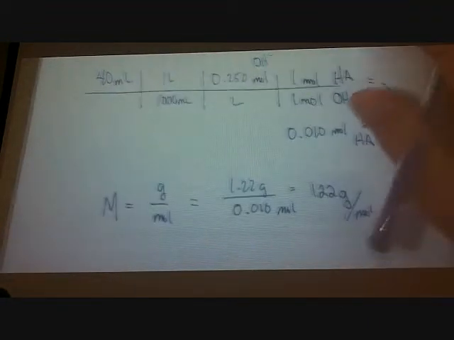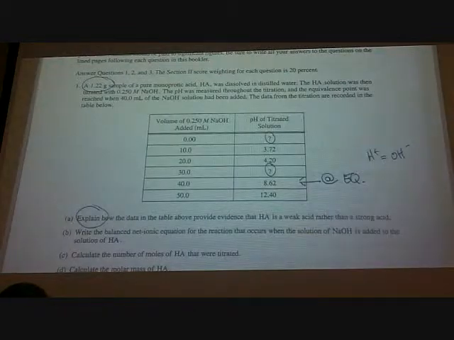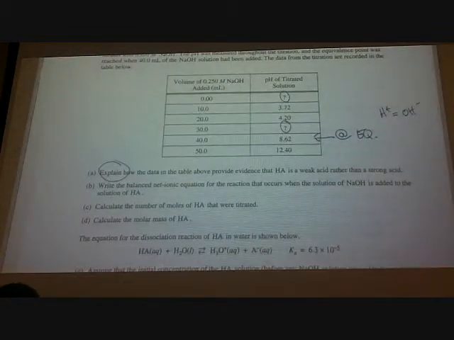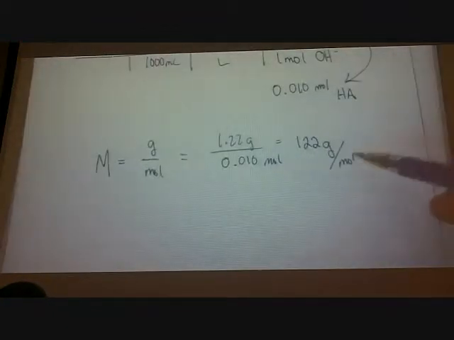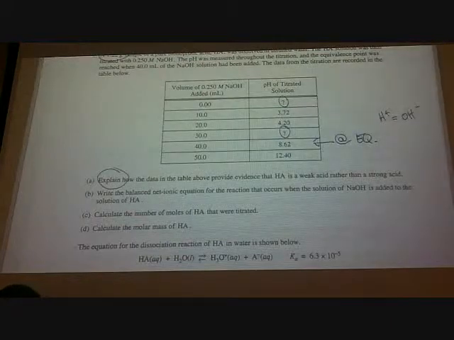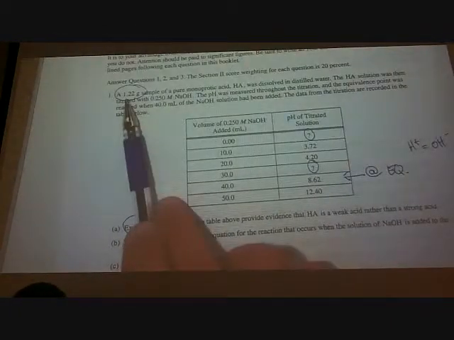Sig figs. How many sig figs should have been in this answer here? Don't look at my work here, but how many should have been given based on the information provided? 3. Okay, so we have 3 here, good.